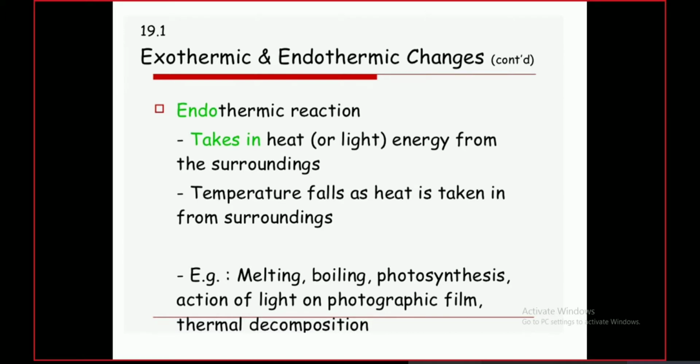As in melting, when ice is absorbing heat from the surrounding, what happens? The kinetic energy of the ice particles, the water particles, will start increasing and become maximum, and it will overcome the force of attraction between the particles and the particles will start getting free. So the ice which was in the solid form will start changing into the liquid form, and that process is called melting.